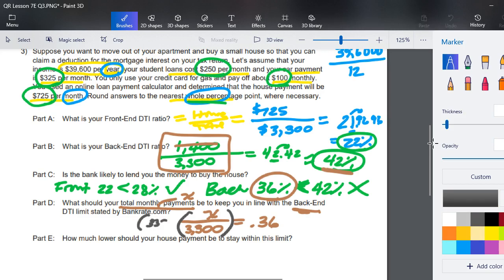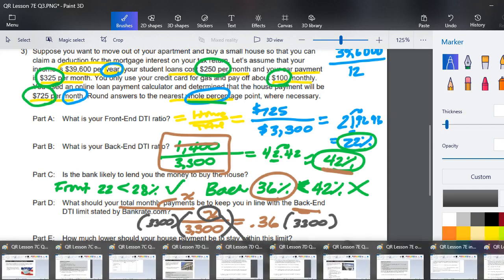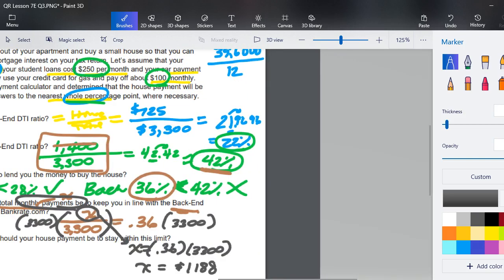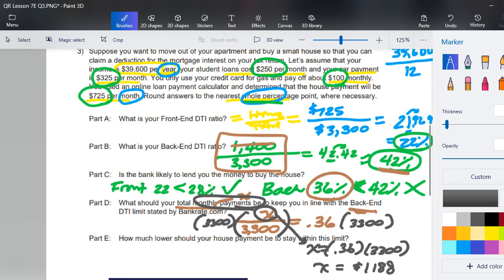And to solve for the unknown, I'm going to need to multiply both sides by 3300. I'm going to grab a calculator, and my X is going to end up being whatever 36 hundredths times 3300 is. 0.36 times 3300, and I'm ending up with that my total monthly payments right here are going to need to be 1,188 to be able to stay in with the back end DTI.